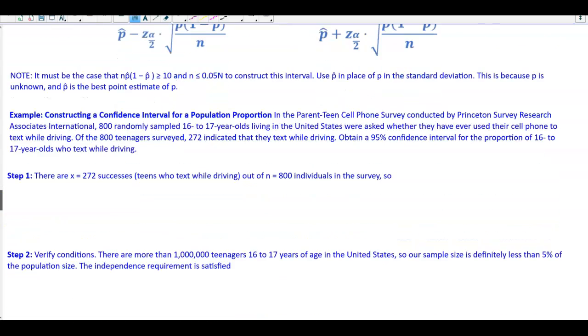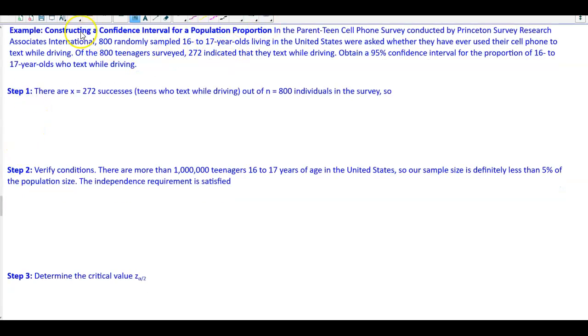So let's take a look at an example here. In this next example, we're going to be constructing a confidence interval for a population proportion. In the Parent Teen Cell Phone Survey conducted by Princeton Survey Research Associates International, 800 randomly sampled 16 to 17-year-olds living in the United States were asked whether they have ever used their cell phone to text while driving. Of the 800 teenagers surveyed, 272 indicated that they text while driving. We want to obtain a 95% confidence interval for the proportion of 16 to 17-year-olds who text while driving.